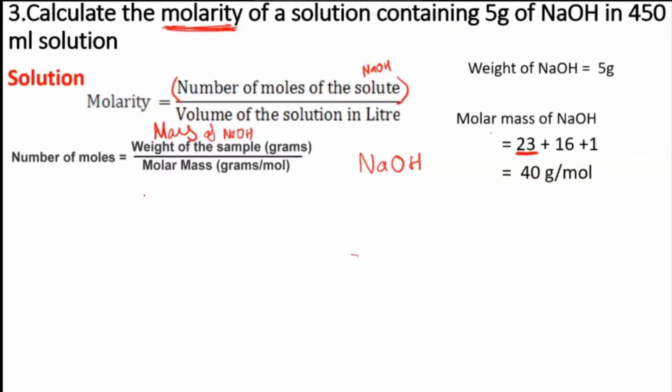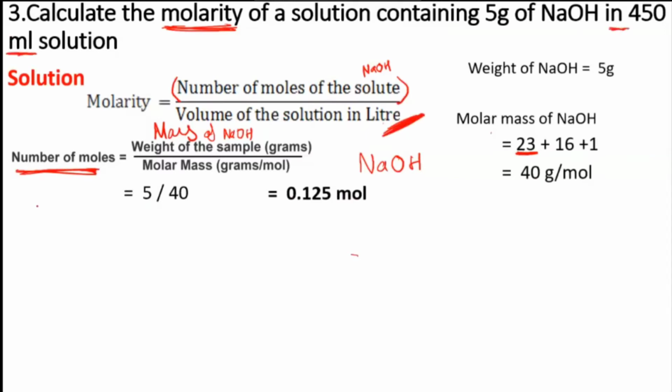Mass also we have, so I can directly substitute here. 5 by 40. See how much you are getting. When you divide, you will get 0.125 mole, correct? So number of moles is over. Next, what we need to calculate is volume of solution in liter. This has to be calculated, but what is given to you is in ml.